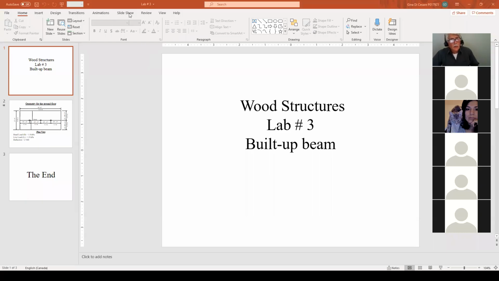Guys, can I ask, did you all design your floor joists for this week? Yes, sir. And what size did you end up getting? 38 by 235. I think that's a good choice. I think you're on the right track. I agree with you totally. So far so good.